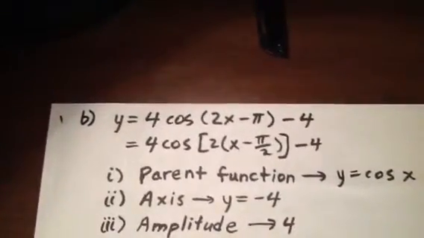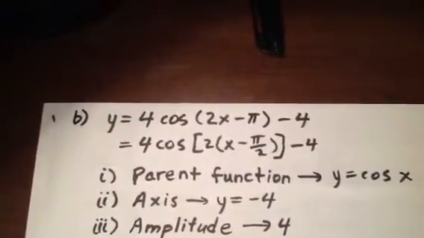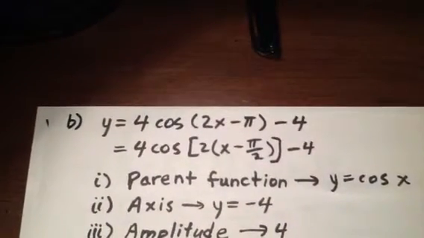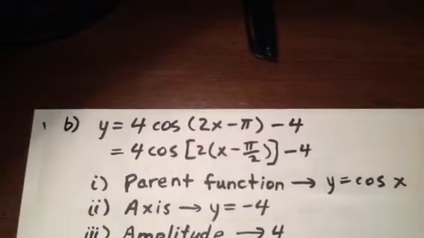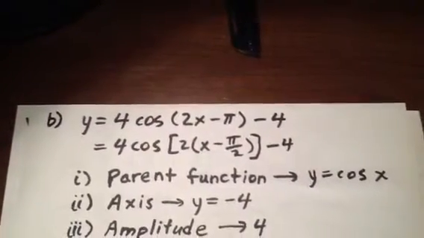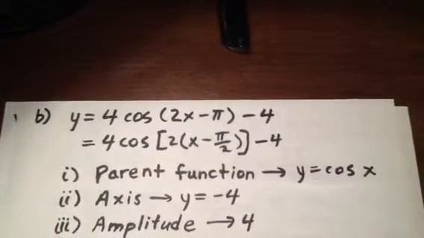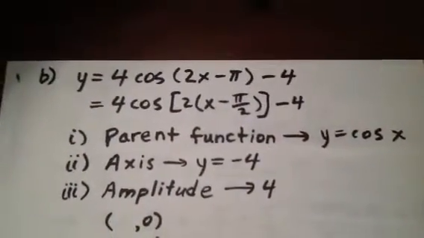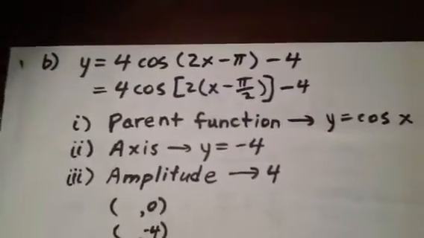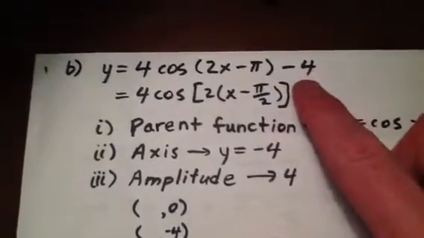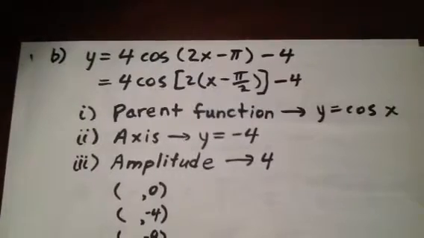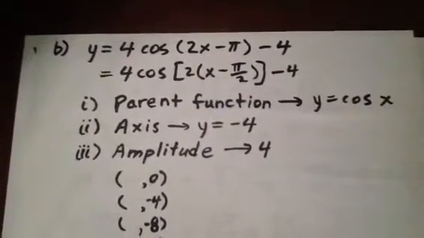Okay, well, first thing we had to do was to factor the 2 out of the argument, giving us an argument of 2 bracket x minus pi over 2. We then realized that our parent function was y equals cos x, as already indicated, and our axis was at y equals negative 4. The y value of our axis is always going to be equal to the c value in the given function. And our amplitude was positive 4.